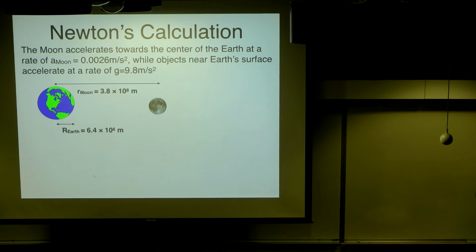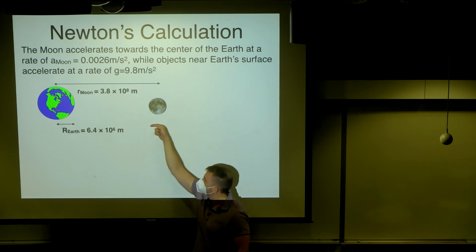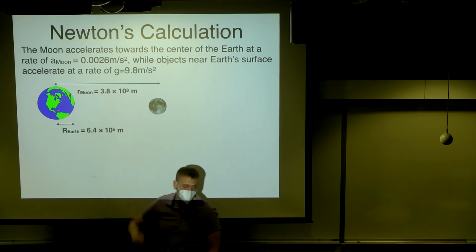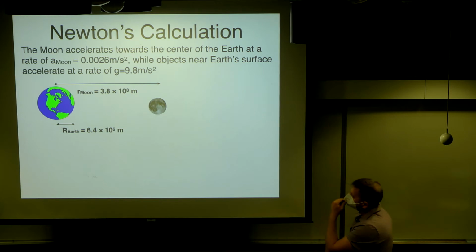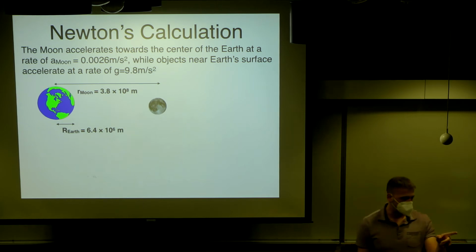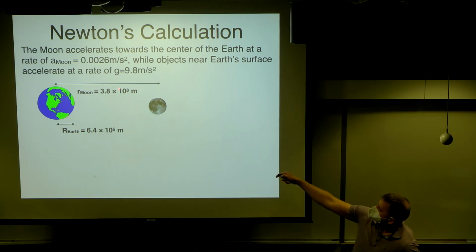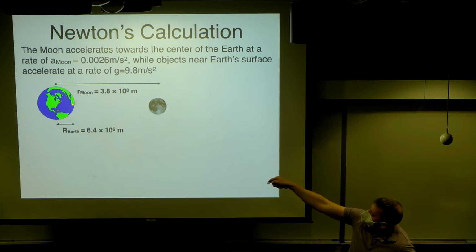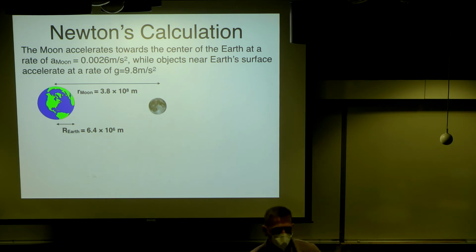All right, so here's what we have so far. The moon accelerates towards the center of the Earth. Remember, it's a centripetal acceleration, so it's going to be going towards the Earth with that acceleration, at 0.0026 meters per second squared. That's what we just found, right? However, if we're at the surface of the Earth, we know that objects accelerate towards the Earth at 9.8 meters per second squared. Let's quickly compare those numbers, just see how they kind of compare to one another.